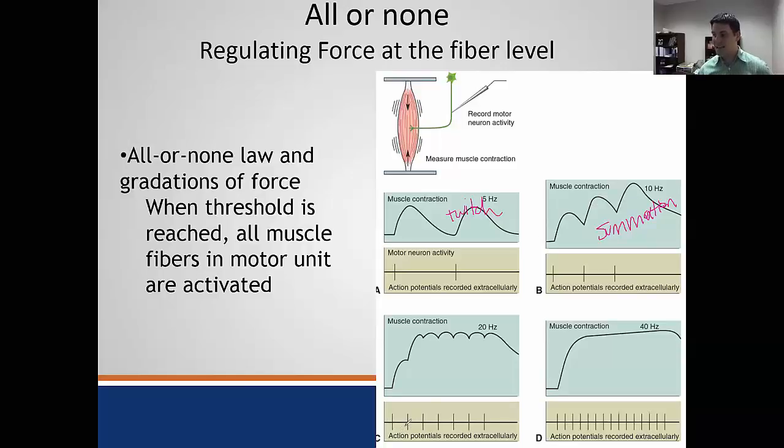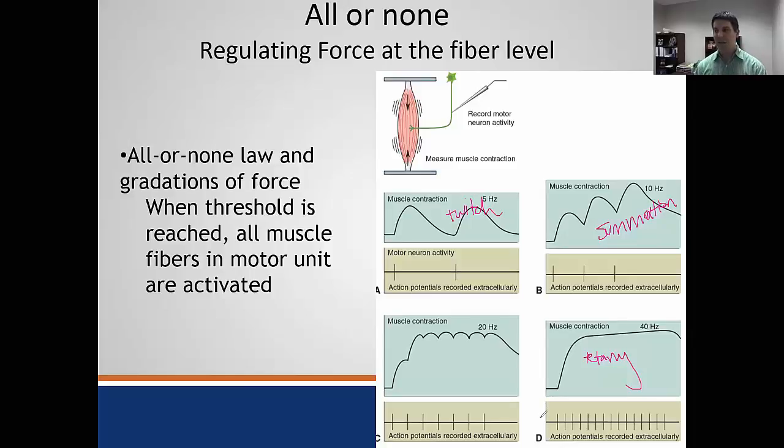You can see that as the rate of action potentials increases, the rate at which this summation occurs is very rapid, until we get action potentials that are stacked so close together that this muscle plateaus at its force and maintains that. We call that reaching tetany. This is the maximum amount of force that that muscle fiber can generate.